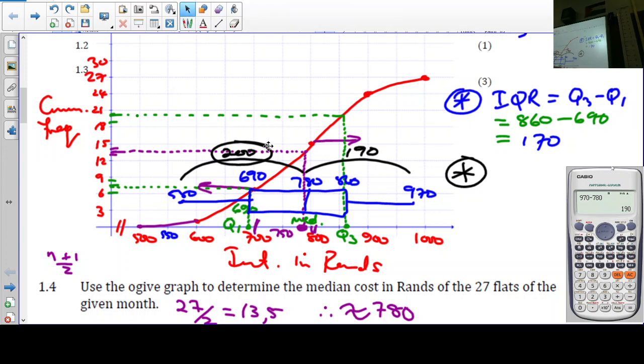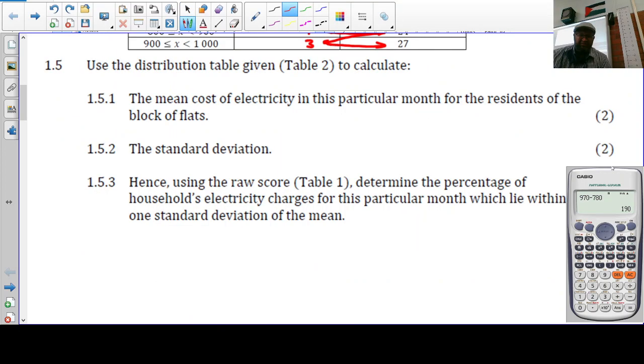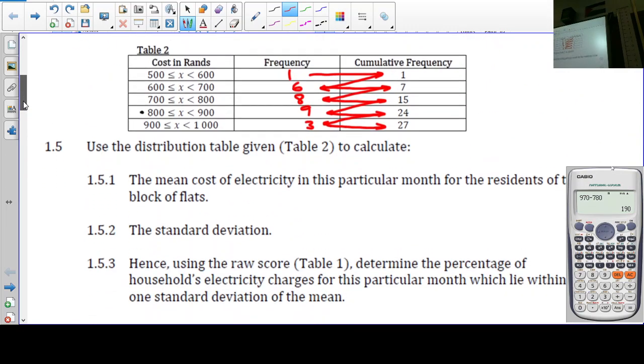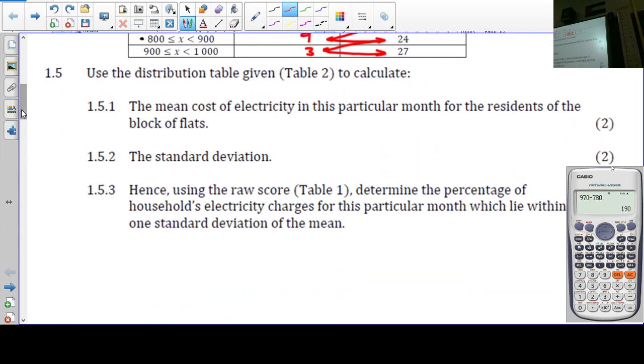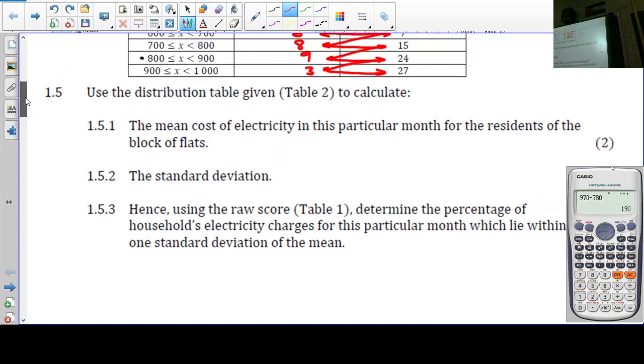The next question, let me just get that quickly. In question 1.5, they asked you to use the distribution table given. It's table 2 now. As I indicated, this is your distribution table, to calculate the mean cost of the electricity in a particular month for the residents of the block of flats.